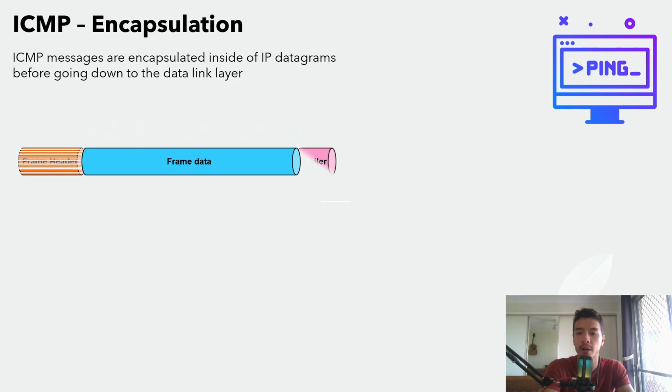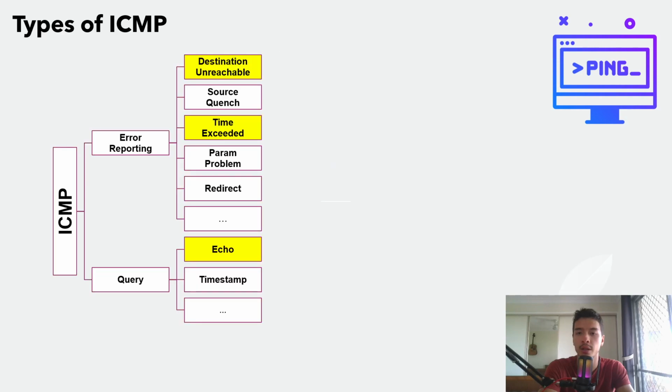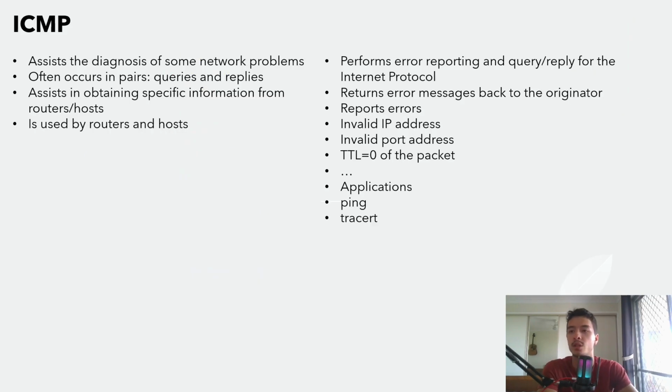Yep, and you get your frame data and your frame header trailer. So types of ICMP: you have your querying and you have your error reporting. Querying is the echo and time stamping, and your error reporting is like destination unreachable and time exceeded, which are pretty common ones that you experience. ICMP assists the diagnosis of some network problems.